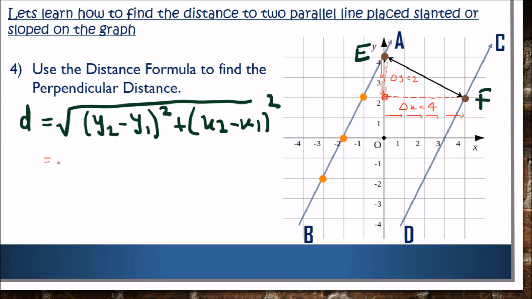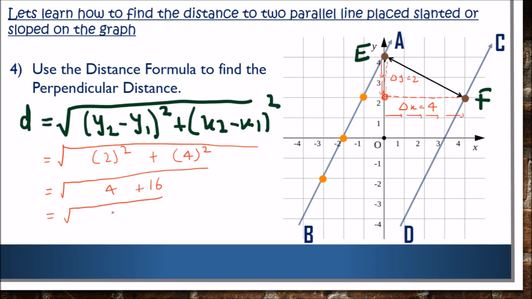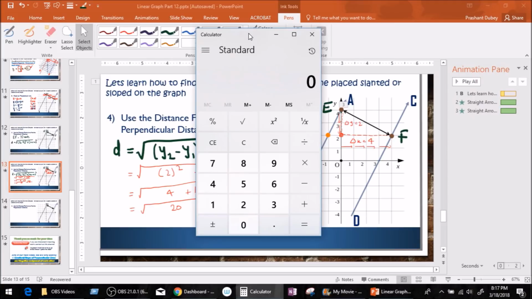So we can plug in the value of change in y as 2. So 2 to the power 2 plus our change in x is 4. So 4 to the power 2. So let's solve this. 2 to the power 2 is 4 and 4 to the power 2 is 16. Now 4 plus 16 is 20. So what will be under root 20? So let's find out under root 20.